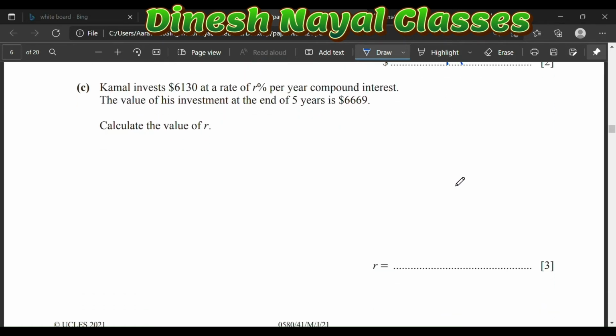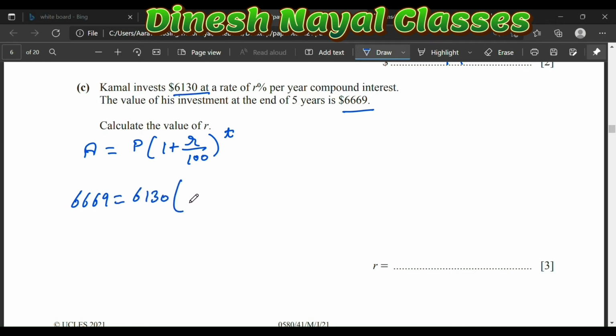Now Kamal invests $6130 at a rate of R% per year compound interest. The value of this investment at the end of 5 years is $6669. Calculate the value of R. Now using the formula for the compound interest, A equals P, amount is principal, bracket 1 plus R by 100 to the whole power T, T is time. Now substituting the values, amount is 6669 equals 6130, then bracket 1 plus R by 100 to the whole power 5.